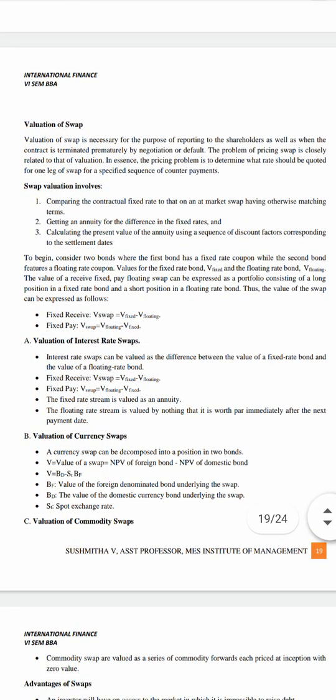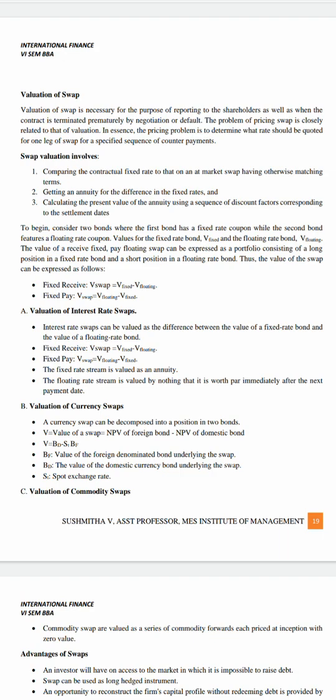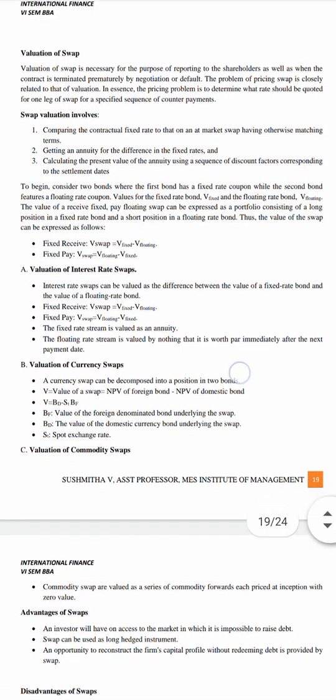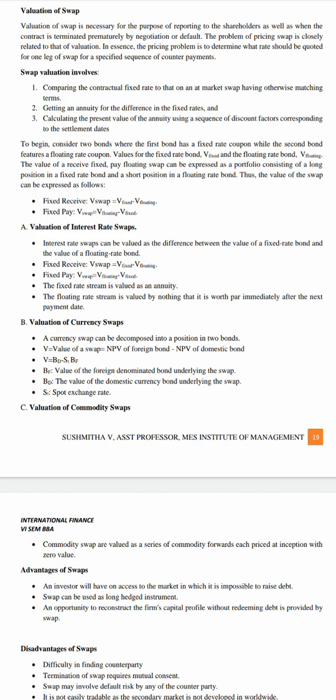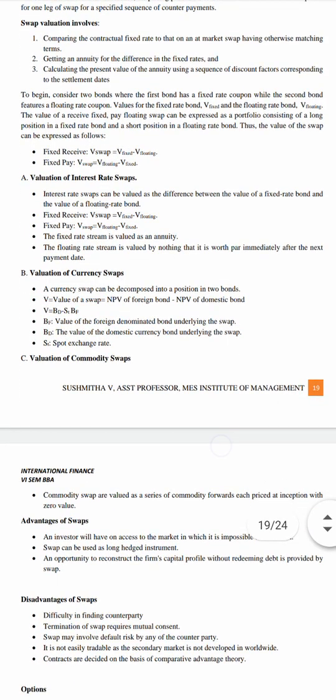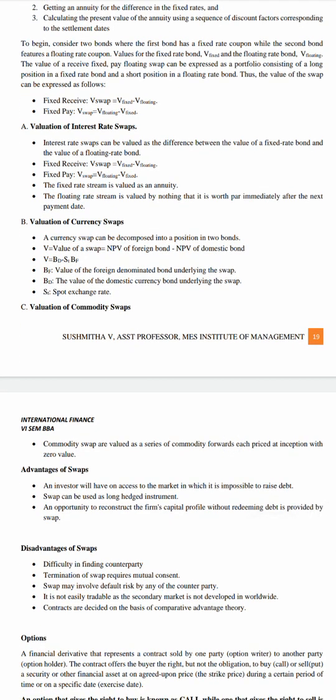Then valuation of swap. Usually the valuation of swap is involved in different dimensions. So comparing the contractual fixed rate to that on a market swap, if you have an annuity, it can be done on the annuity basis, it can be done on the discount factor basis. So basically I have already given you the formula for the valuation of swap. When you are receiving fixed on the swap transaction, then V swap is equal to V fixed minus V floating. Again, when you are paying fixed in a swap transaction, V swap is equal to V floating minus V fixed. So this is how swaps will usually be evaluated.